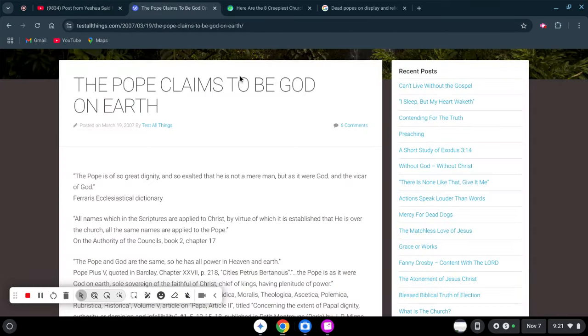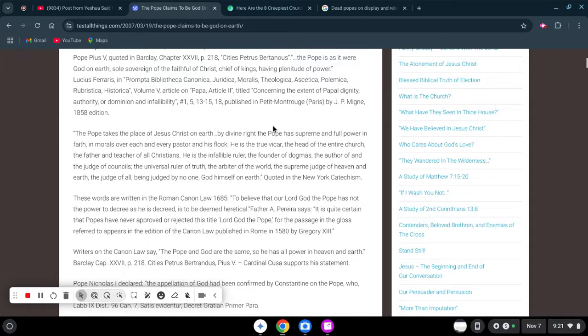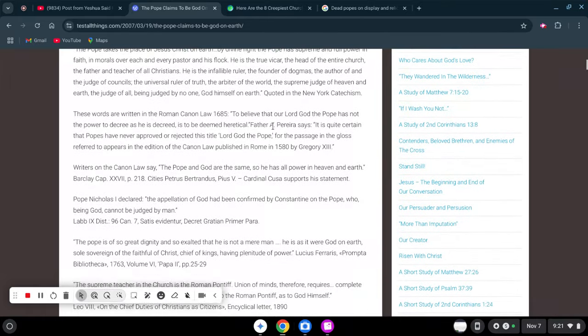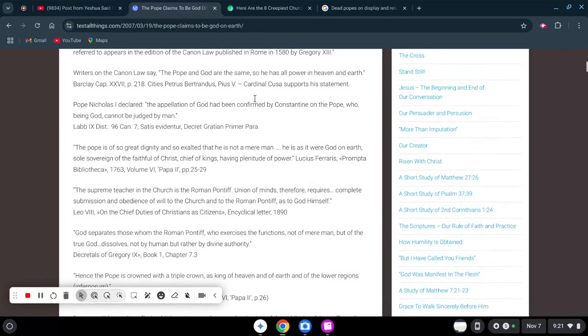But there's nothing godly about claiming yourself to be God on earth and taking the title of the Holy Father. You know, the words are written in Roman canon law. This is why during the Reformation, if you owned a Bible written in English, you were burned at the stake, because the Bible sets you free. The scriptures set you free. Writers on the canon law say the Pope and God are the same. He has all power in heaven and earth. Says who? Says who? This particular citation?